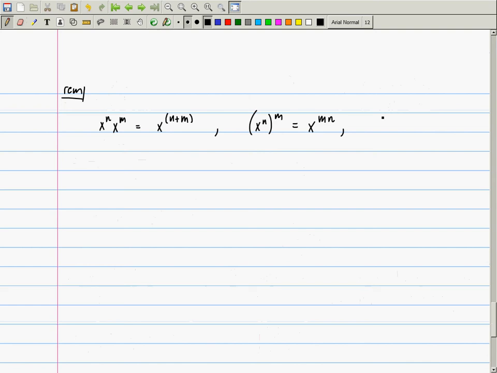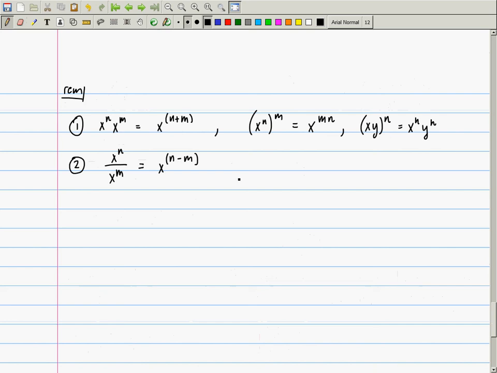Okay, and the last rule that we did last Thursday was xy to the n can be rewritten as what? X to the n, y to the n. So these are rules that we demonstrated last time. Okay, so now, in addition to these rules, we have rules that deal with, instead of adding or multiplying the exponents, subtracting exponents. So for example, x to the n over x to the m. So what will this be? Yes, x to the n minus m.